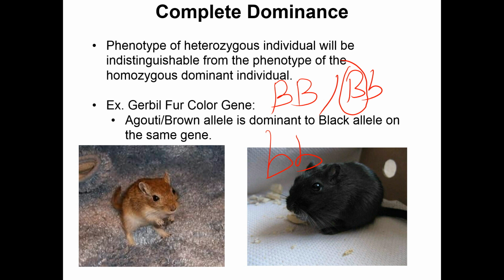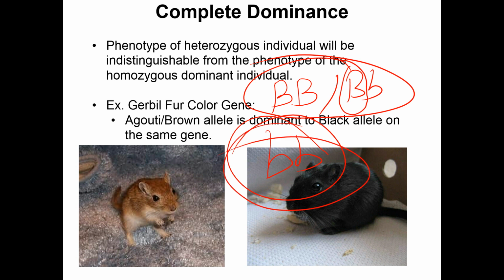So you have the black pigments that are produced. And this is only going to be expressed in a homozygous recessive individual. These guys here express the dominant phenotype. These guys here express the recessive phenotype. Alright, so this is complete dominance.